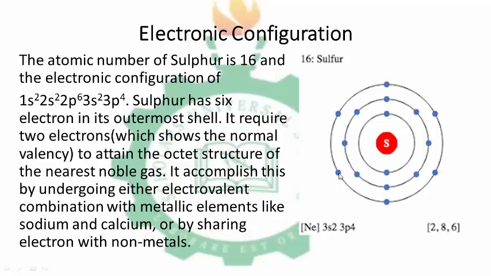From this electronic configuration, you can conclude that sulfur needs only 2 electrons to attain the octet structure of the nearest noble gas. It accomplishes this either by undergoing electrovalent combination, also known as ionic combination, with metallic elements like sodium, calcium, and potassium, or by undergoing covalent combination, which is sharing of electrons, with non-metals and also with itself. Non-metals like oxygen, for example.